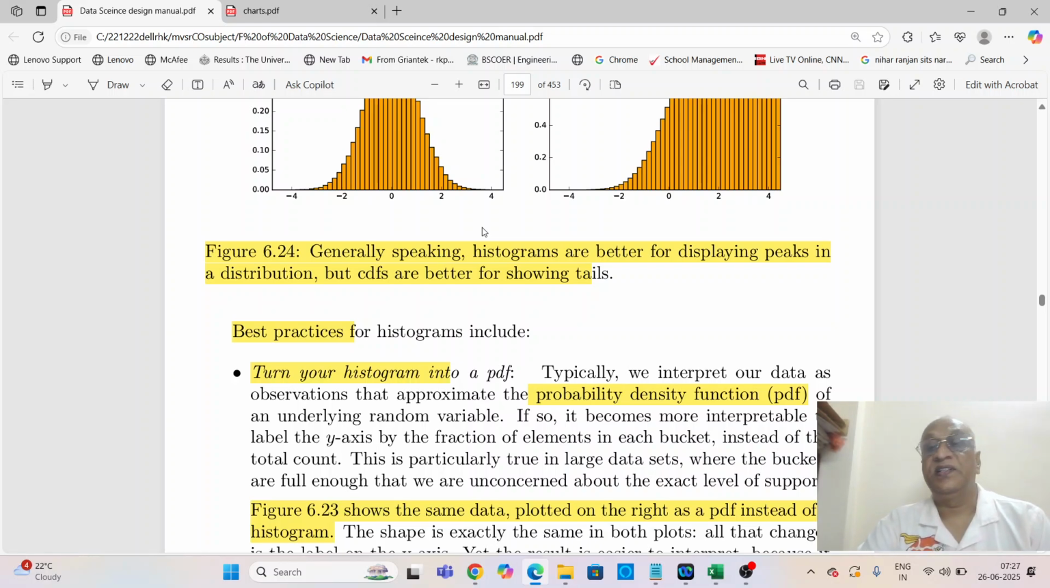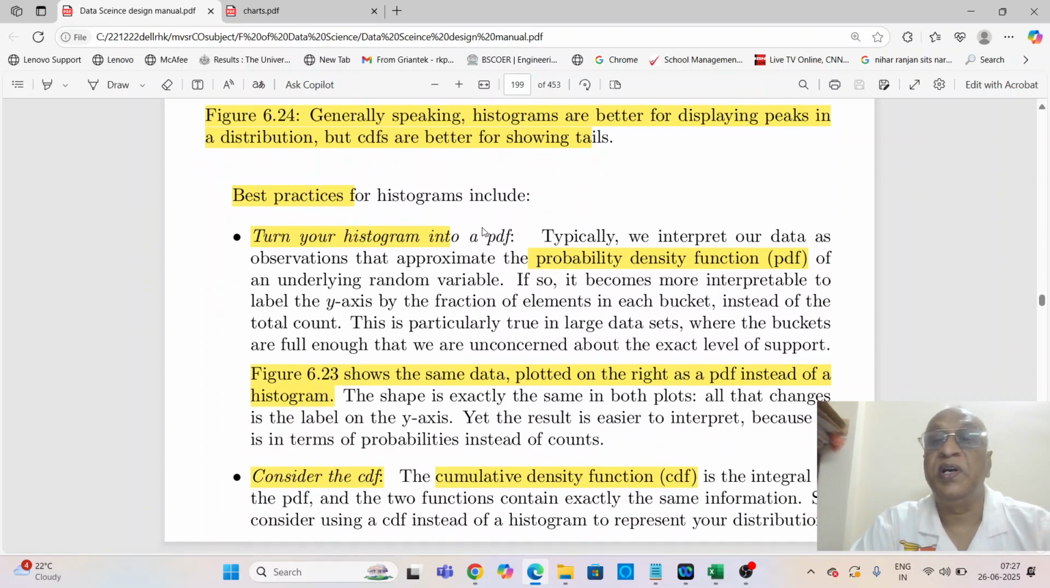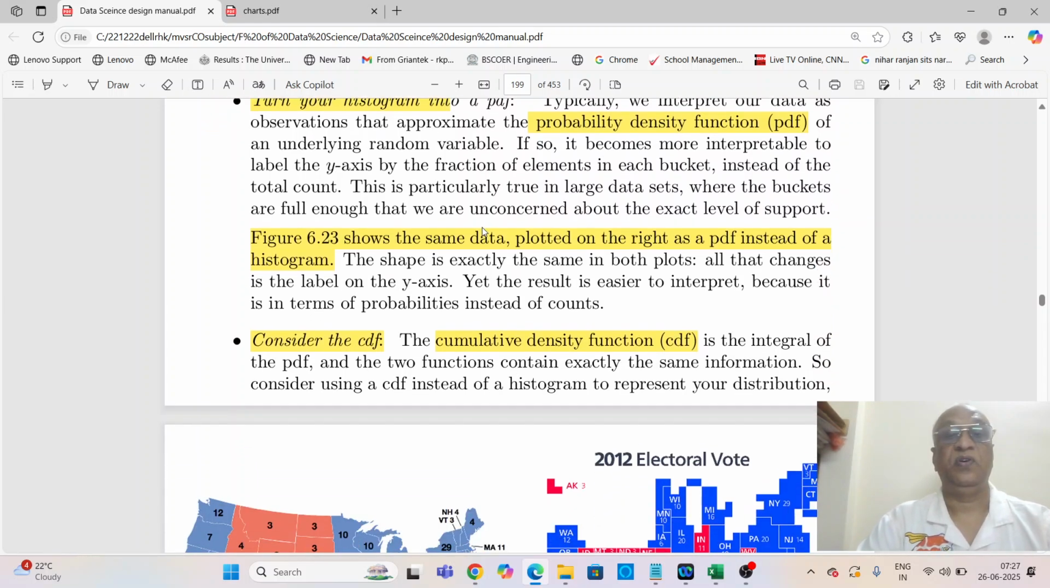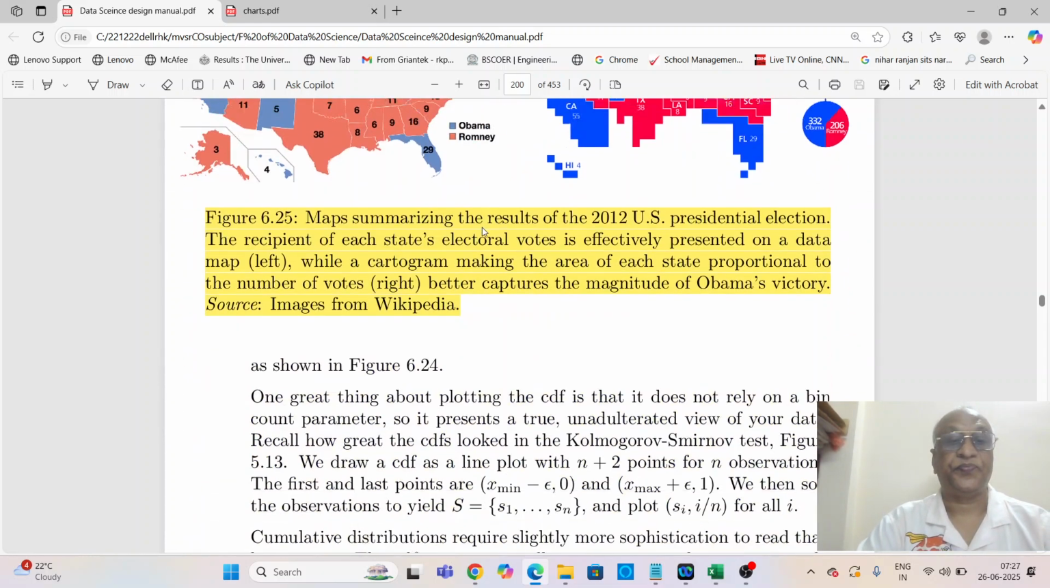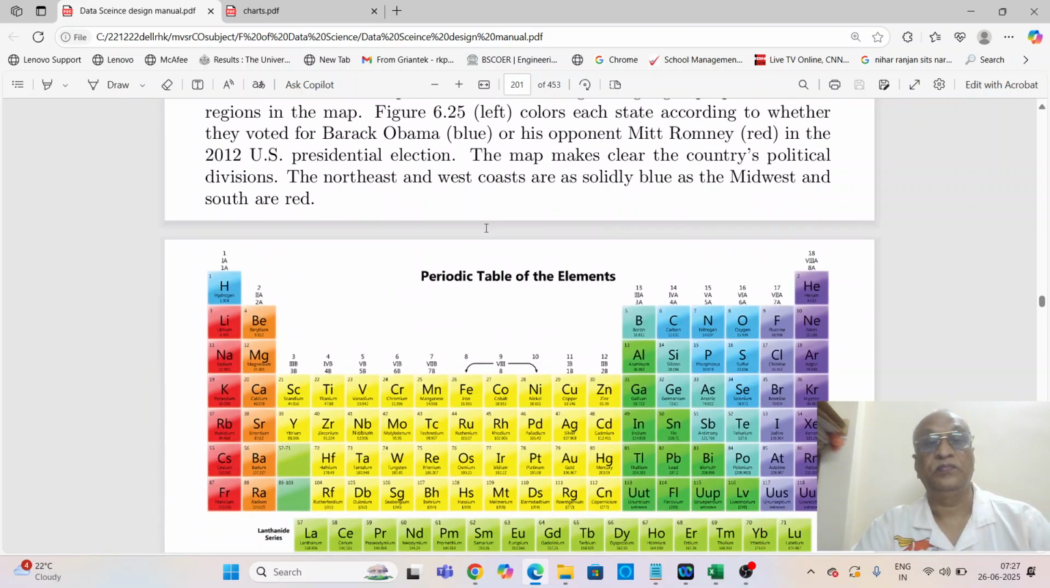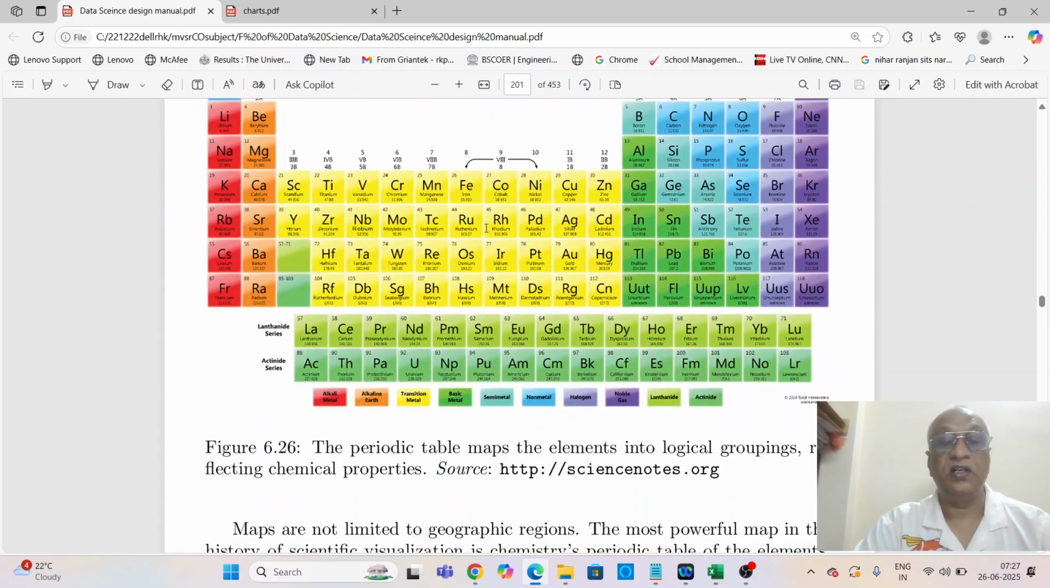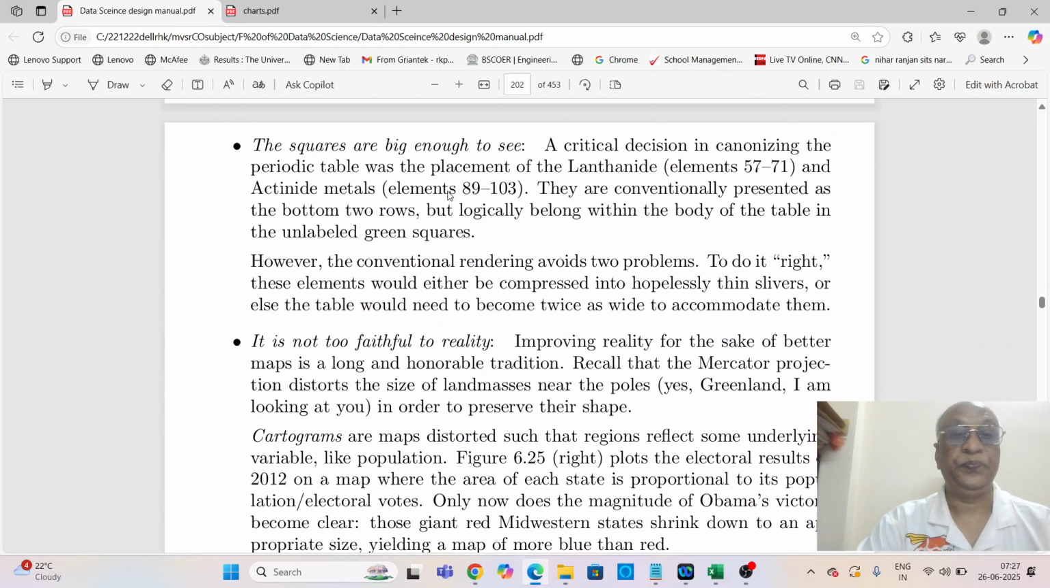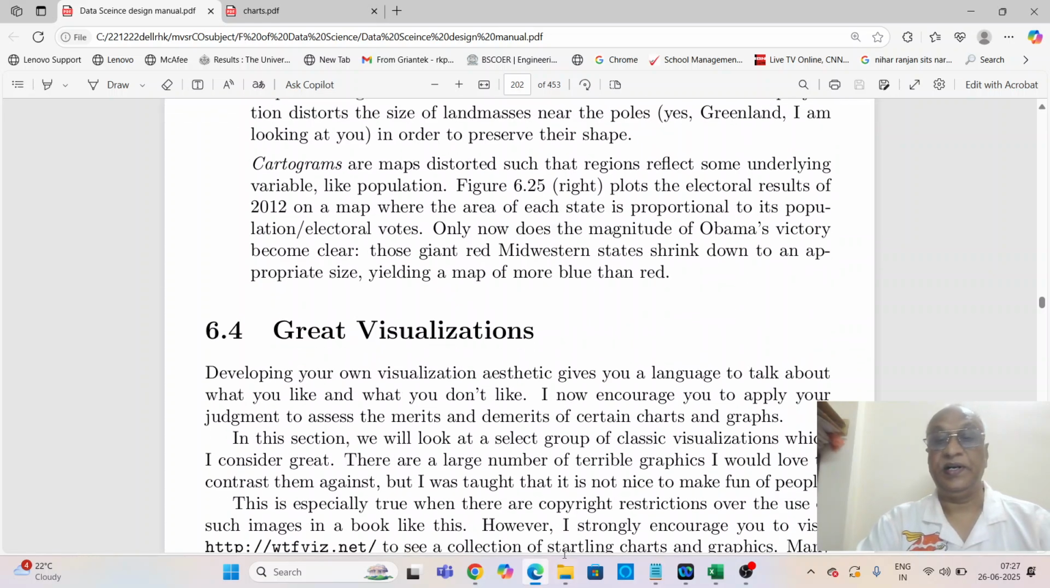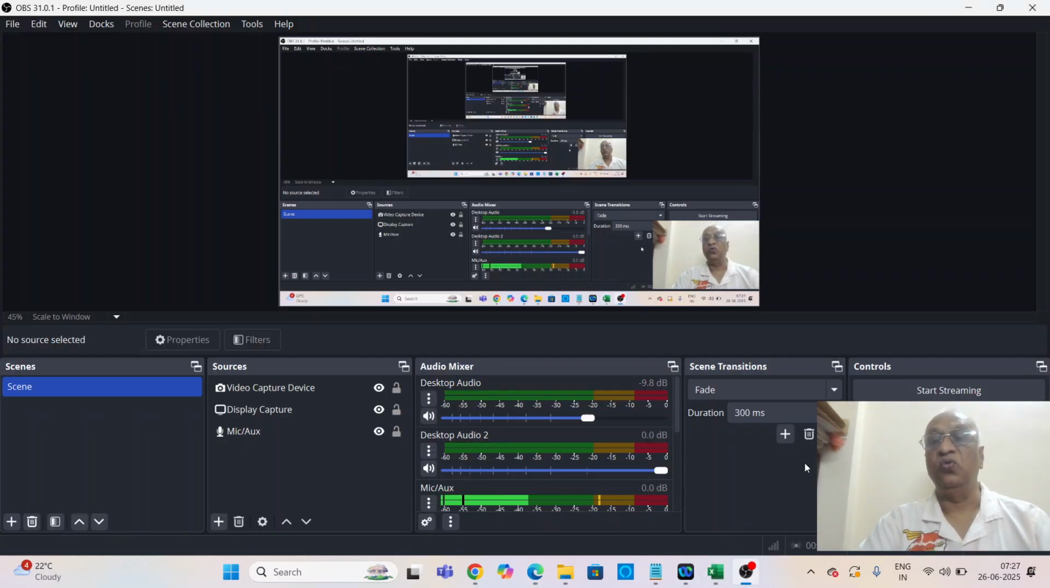What are the best practices for histograms? Turn your histogram into a PDF, probability density function. You can use cumulative distribution functions. These are the data maps, color coded. Right, this is all about the charts in brief, which are an effective tool for visualization.